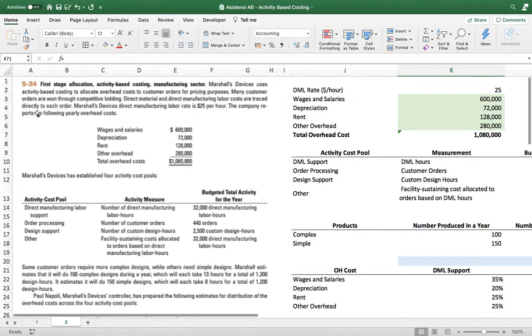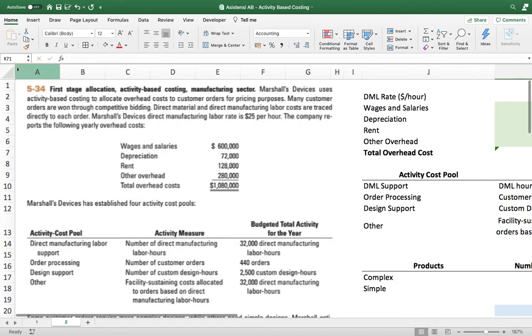Moving on to the second question. So in this problem, Marshall's Devices uses activity-based costing to allocate overhead cost to customer orders for pricing purposes. Many customer orders are won through competitive bidding. Direct material and direct manufacturing labor costs are traced directly to each order. Marshall's Devices' direct manufacturing labor rate is $25 per hour. The company reports the following yearly overhead costs.